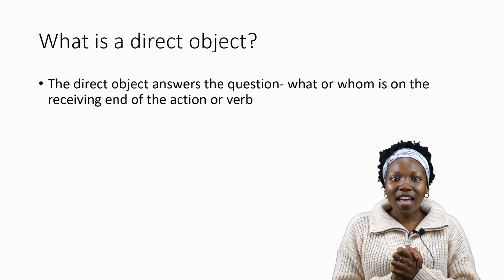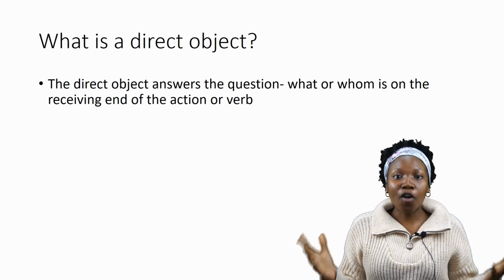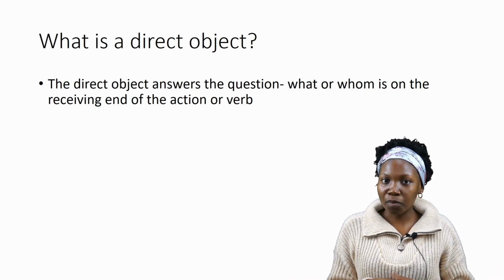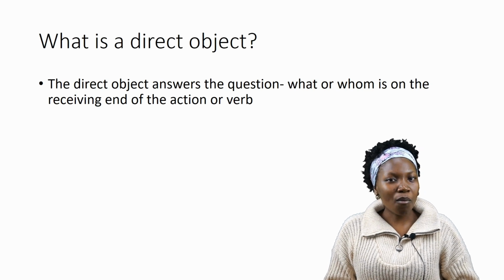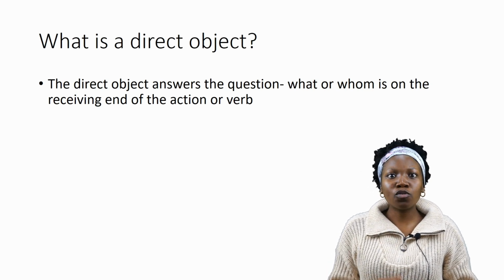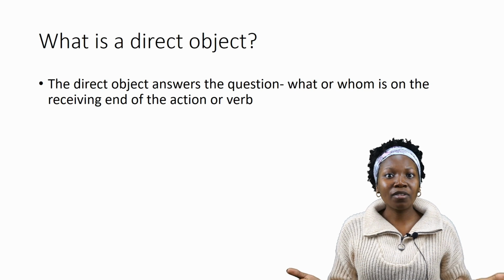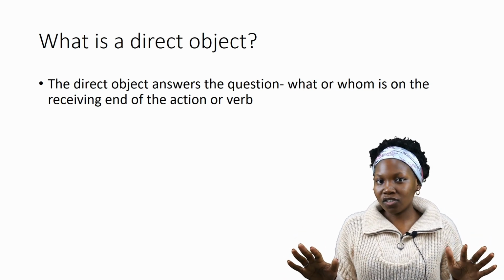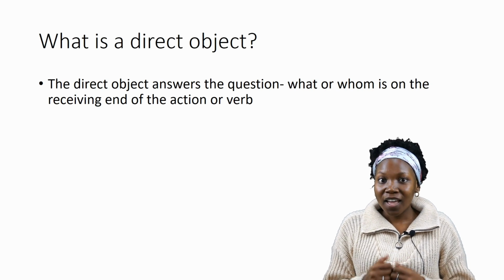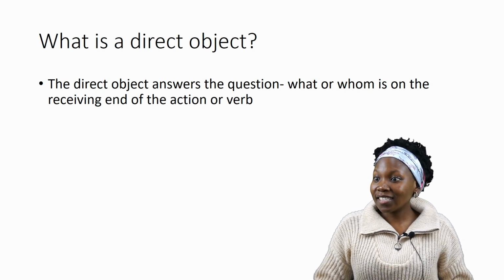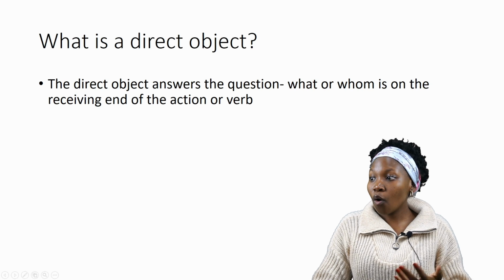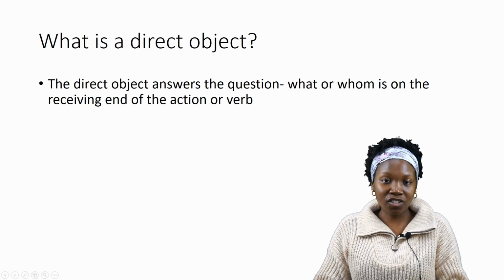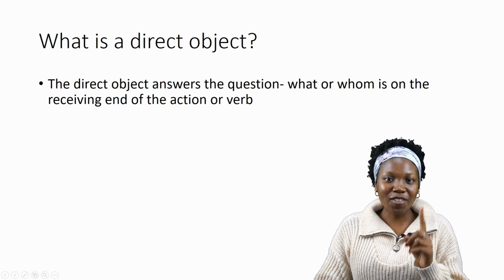Okay, so as I said, we have two types of objects. We have the direct object and the indirect object. Now, I'm sure you are wondering, what is the difference between these two things? They sound like the same thing, but they actually perform different functions. Okay, so the direct object answers the question of what or whom is on the receiving end of the action, and that action is the verb.